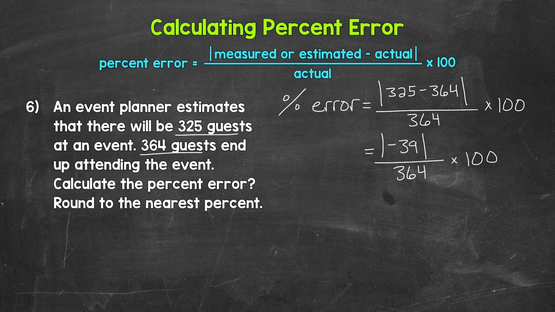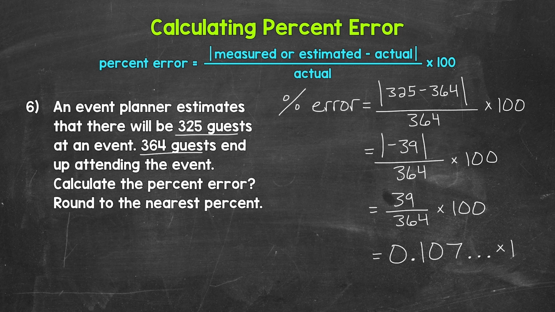Now we need the absolute value of negative 39. That's 39, positive 39. And now we can divide. So we have 39 divided by 364. That gives us 0.107, and that decimal continues on. So I'm going to stop there because we're going to round to the nearest percent.